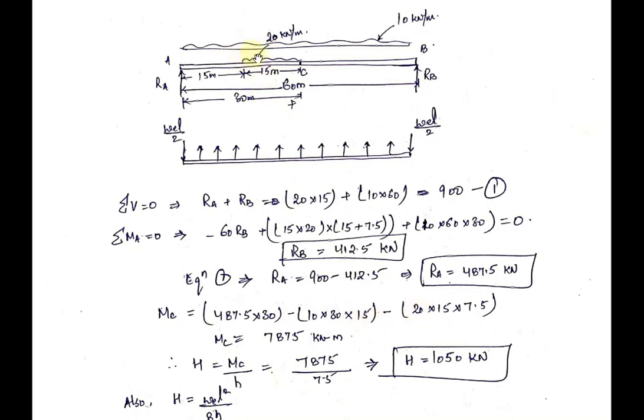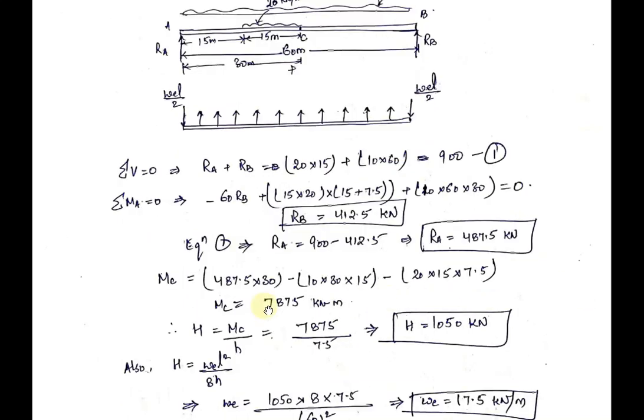Now let's see the next force, which is your live load. So first convert this live load or UDL into point load. So 20 into length is 15. So 20 into 15, this will be converted into point load. Now this point load will act at the center of 15, that is 7.5. So the perpendicular distance will be 7.5 from C. So into 7.5. After solving, we will get MC equal to 7875 kilonewton meter.